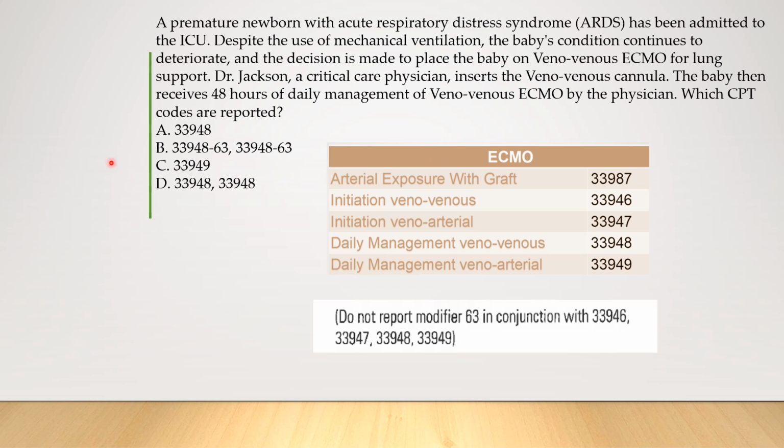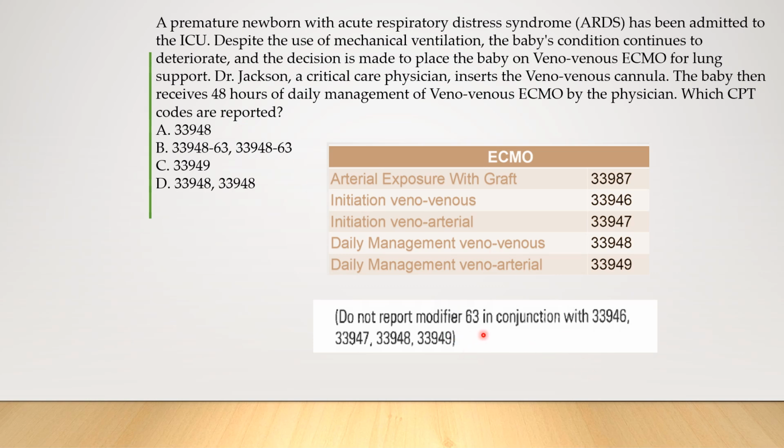Now we have to code for the 48 hours of daily management. So 24 hours is one day, so we will have to check that. And whenever it is a daily management, the word is daily management. So if it is 48 hours, we will have to code for each day, and we will see the code. Now for all the codes 33946 to 33949, we are not supposed to put the modifier 63 because these codes are mainly for the babies. So there is no need to put the modifier 63.